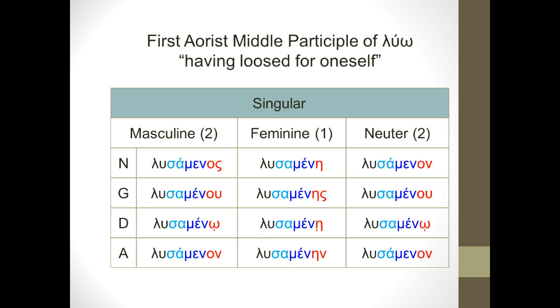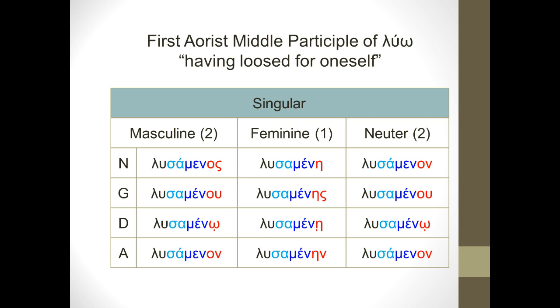Just as you saw in the present middle passive participle, you've got the telltale men. That will help you to remember that you're dealing with the middle here. And as always with the aorist, you have your sigma alpha ending, which tells you that you are dealing with the aorist. So because these are the aorist middle, we would translate these something like, having loosed for oneself.